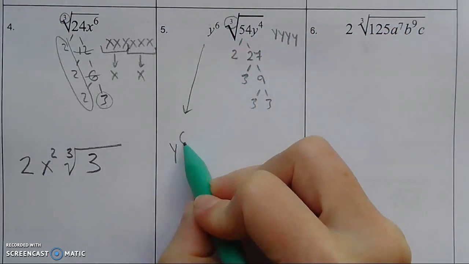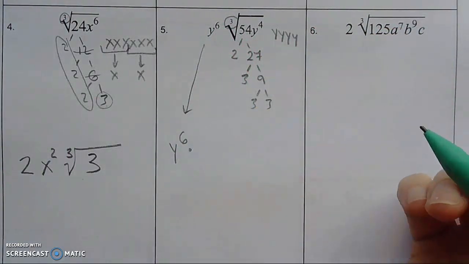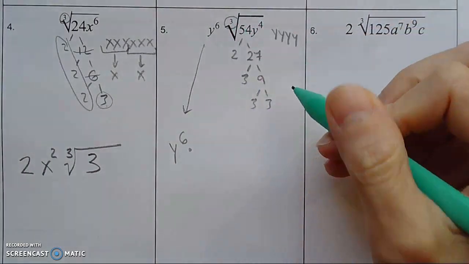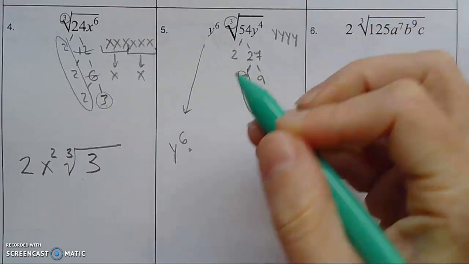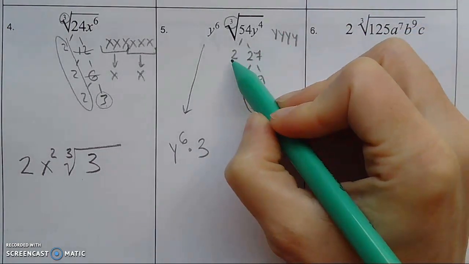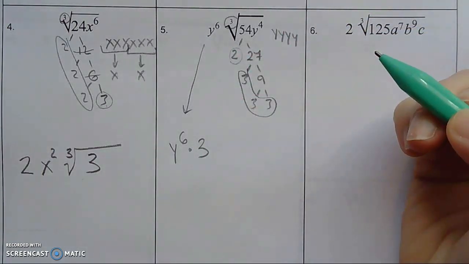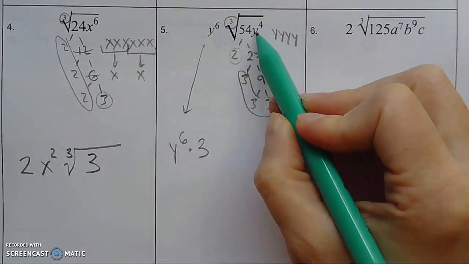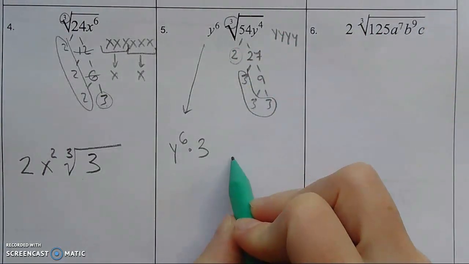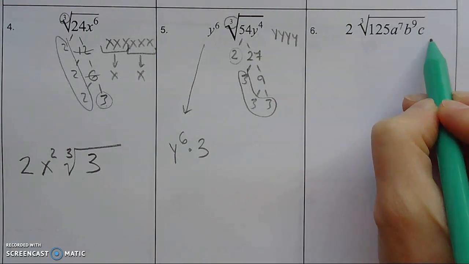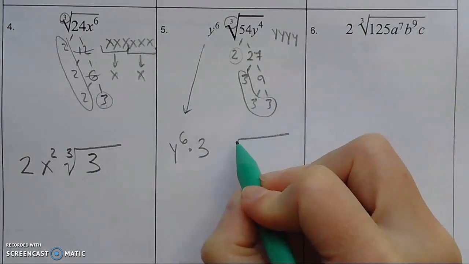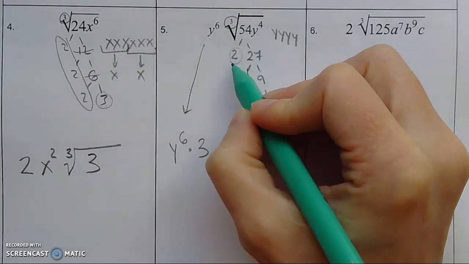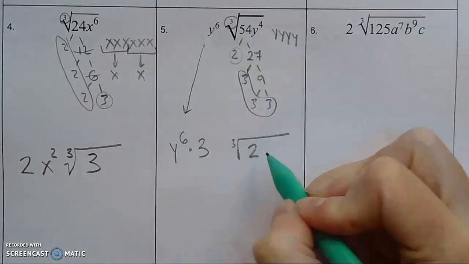So y to the 6th is not going anywhere. Okay, looking for groups of size 3. So 3 of the same number, so there's 3 3s here. So I'm just going to pull out a 3. This 2 does not have a partner, so he is stuck on the inside. Whenever I have variables, I always skip the same number of spaces as variables. Like this one has 3 variables, I'll skip a lot. This one only has 1, so I'm going to skip a little space. I'm going to go cube root, and then put this 2 back on the inside.